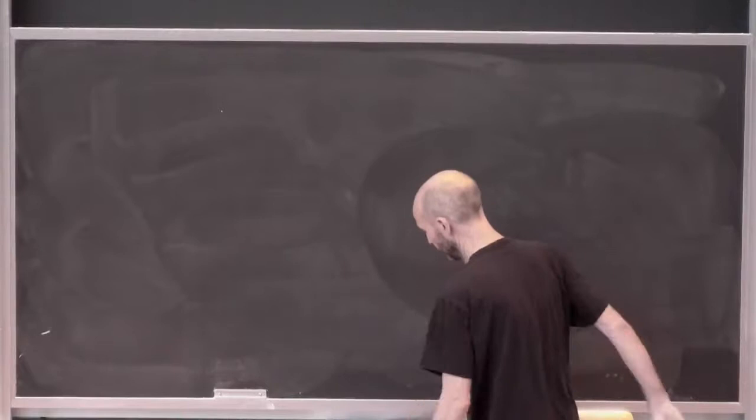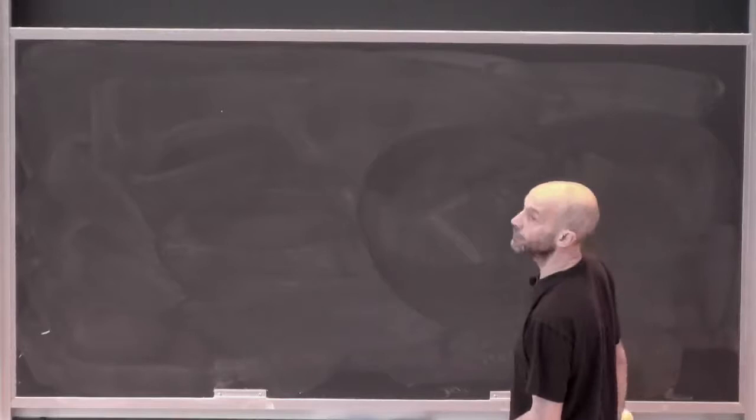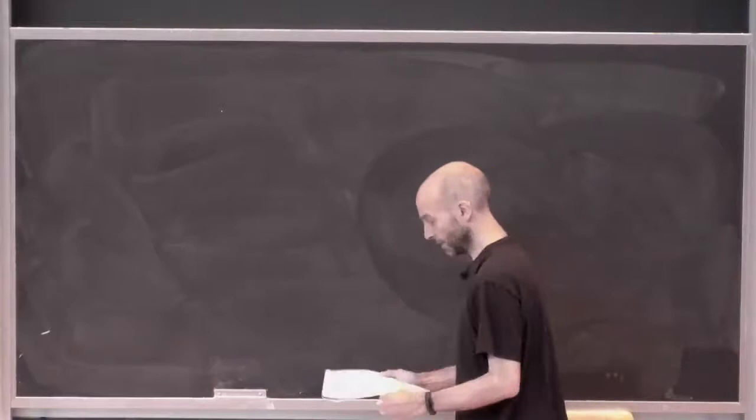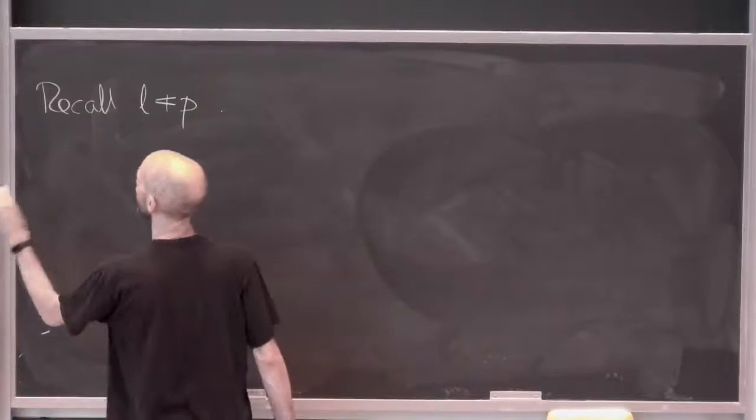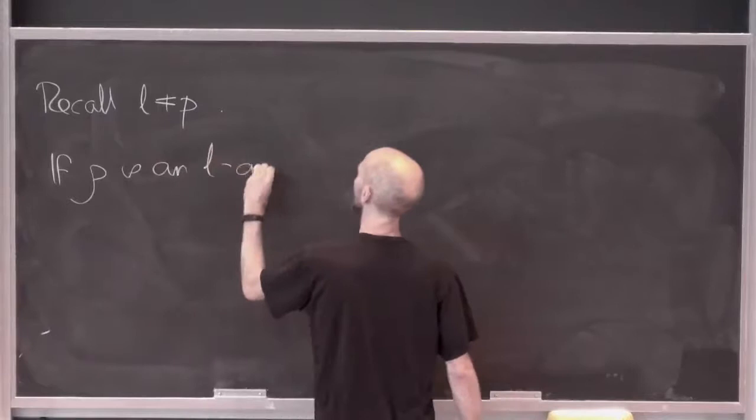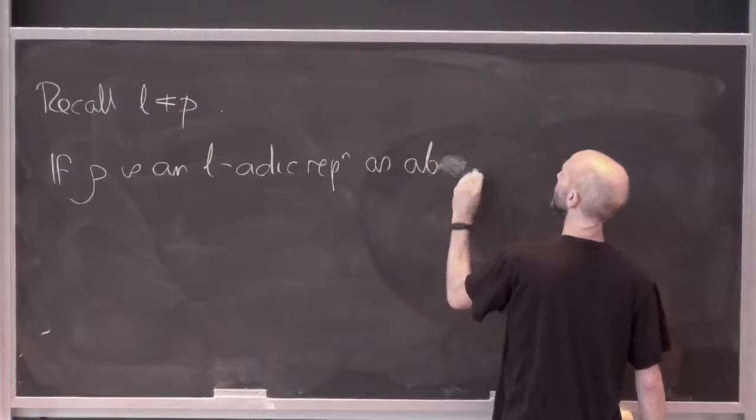Right. But now let me tell you a relatively simple result of Grothendieck that's going to spit out Weil-Deligne representations. So recall L is not equal to p. And so this does actually show: if rho is an L-adic representation, as above, then rho of inertia can be infinite.